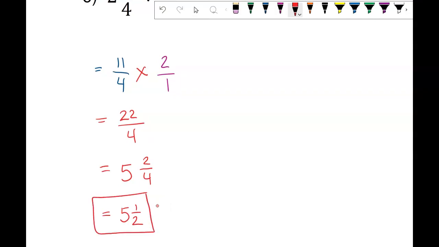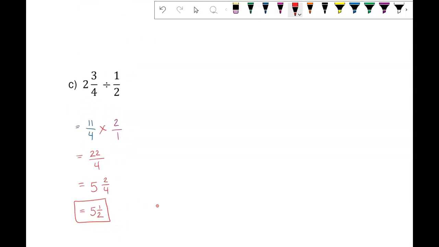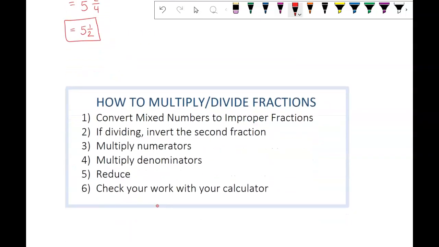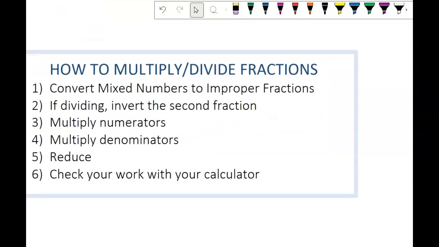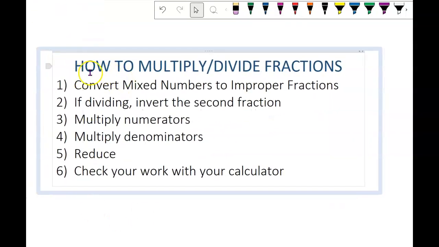Okay, and that is it. And so that's multiplying and dividing fractions. Just to reiterate, how do we do that? Well, here's a list of the steps that we've been doing today. If you're multiplying or dividing fractions, you always want to make sure you convert your mixed numbers to improper fractions. If you're dividing, always invert the second fraction. And then it's the same procedure. You multiply the numerators, then you multiply the denominators, and you always make sure you reduce and turn it into a proper mixed fraction if possible. You can always check your work with a calculator, but remember to always show your work.